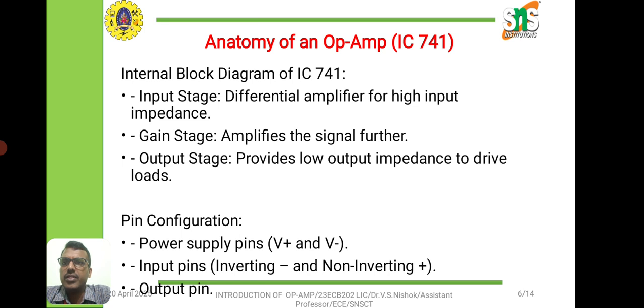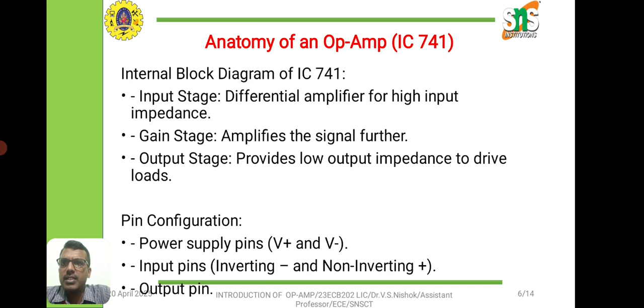In the input stage, a differential amplifier is utilized for high input impedance. The next intermediate stage, otherwise called the gain stage, amplifies the signal further to provide a much better gain. And then we have the level shifter stage and finally the output stage. These are the four main stages inside the operational amplifier IC741.